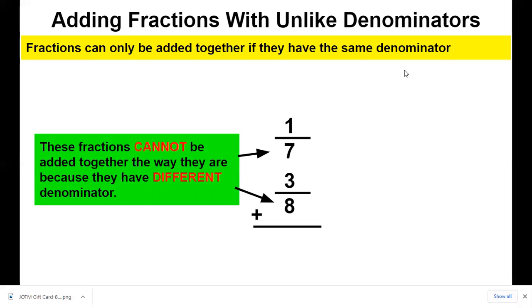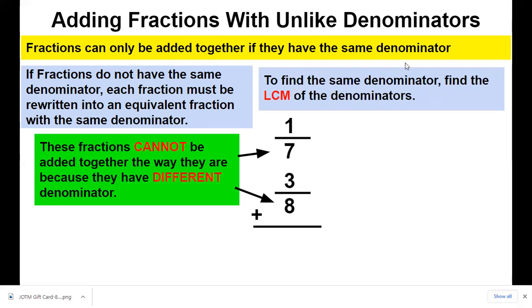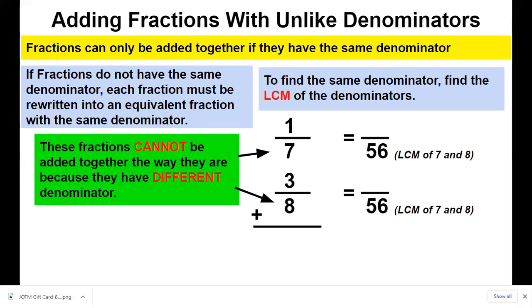So here we are. They cannot be added because they have different denominators. So we need to rewrite them into an equivalent fraction. Notice that the word equivalent has the sound of the word equal. So we're going to rewrite it into a different fraction that is actually equal to the first fraction. It's just renaming it. It's calling it something different, but we're really not changing the proportion at all. So we need to use the least common multiple to find the common denominator. So 56, because the least common multiple of 7 and 8 is 56.